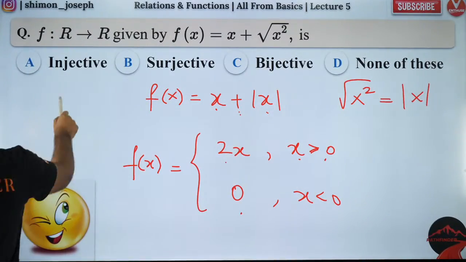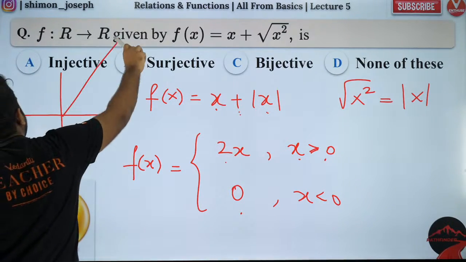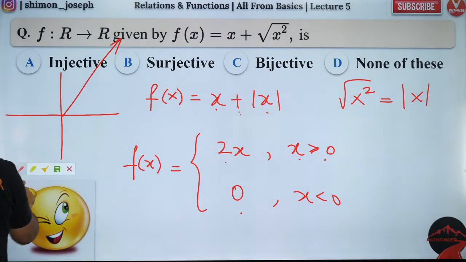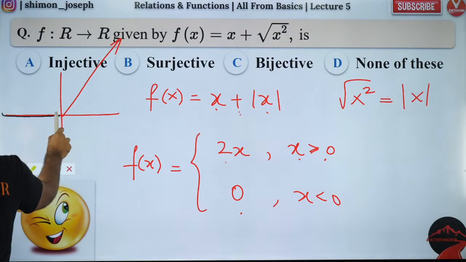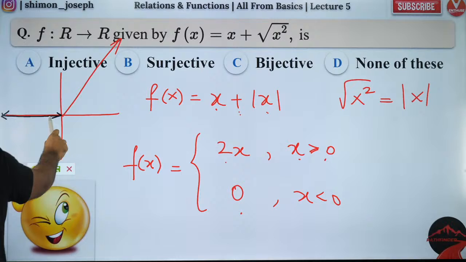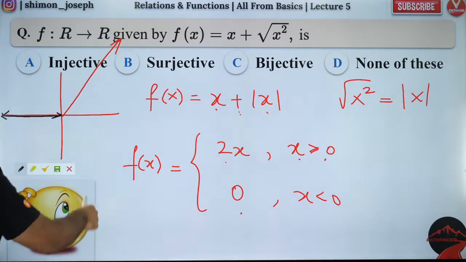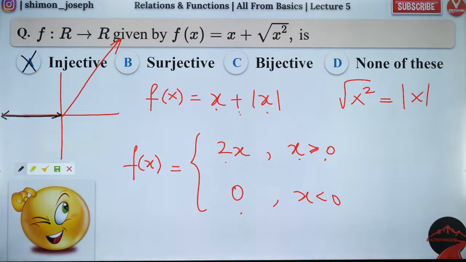Very good. So the graph of this function, for x positive, it will be the 2x graph. For x negative, it will be 0. So it is a constant function for x negative. So can this be one-to-one? No, my dear. It cannot be one-to-one. Because for all negative x, what do we have? We have the function to be 0.